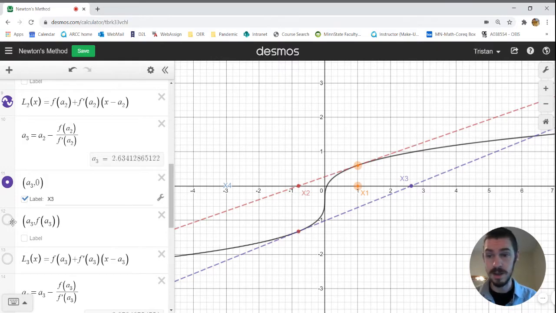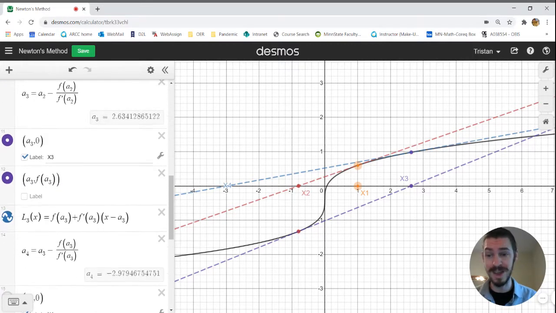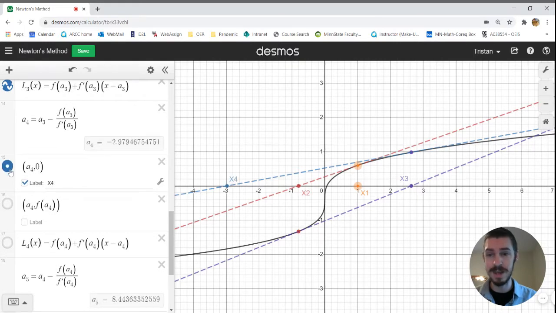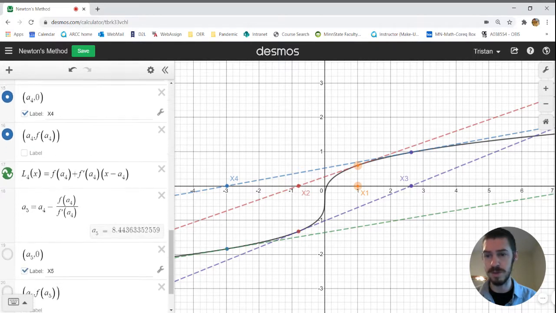Do it again. There's the point on the graph. Make the tangent line. There it is. And that x-intercept is way over here on the left. So as you can see, what's happening is the points are moving farther and farther away. The next one is not even on the screen now.